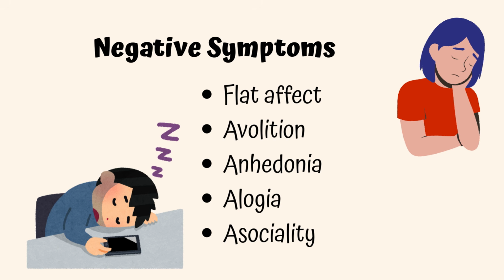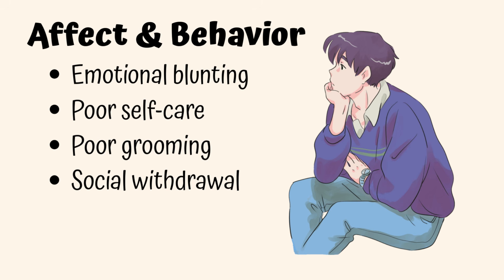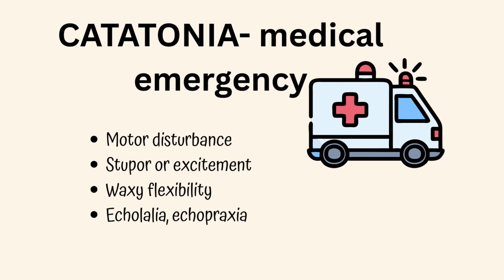Some patients also show disorganized or motor symptoms like poor grooming, odd behavior, or decreased self care. In catatonic schizophrenia, motor behavior is severely disturbed. For example, they show stupor, waxy flexibility, echolalia, or echopraxia. Catatonia is considered a medical emergency and requires urgent interventions.